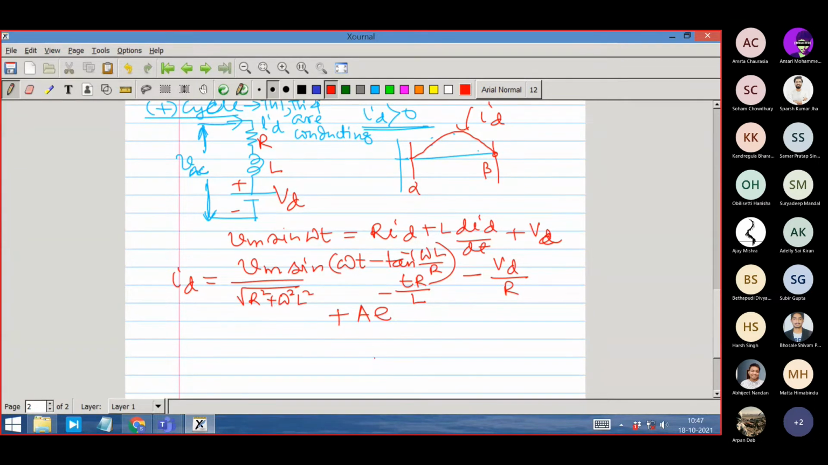So I may even write it as omega t by omega L. Omega t I will make as theta. So I may write it as omega L by R, or let me not write it that way. I am just multiplying and dividing. It will be this t by tau. This is the expression of t by tau. This is the transient part.